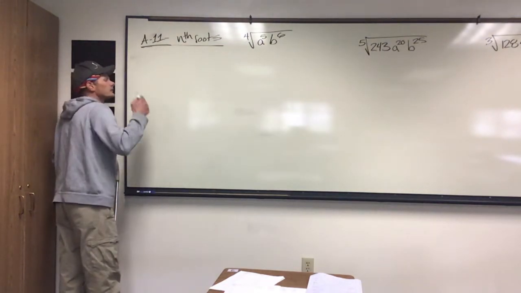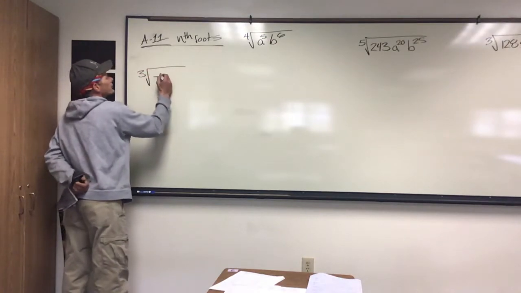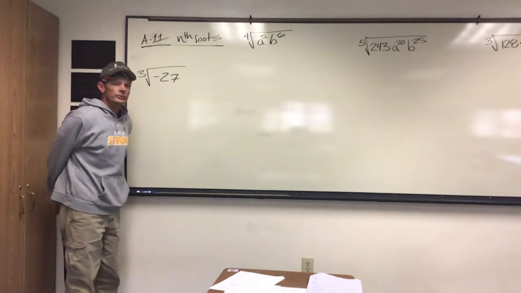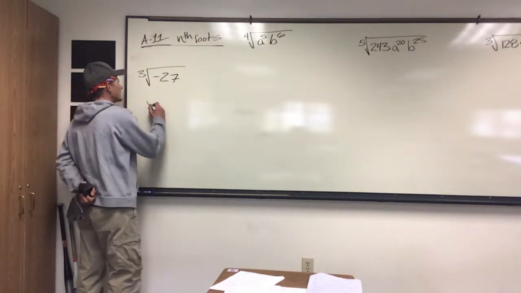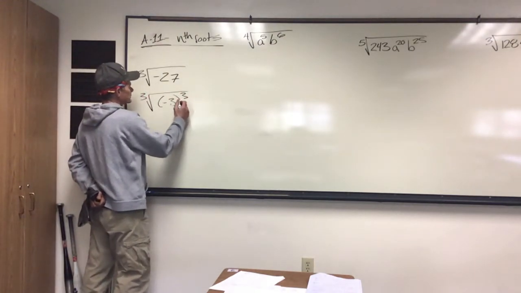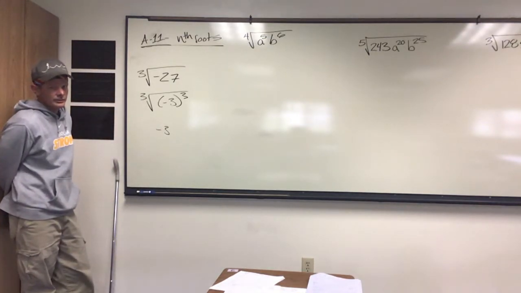So let's see here. I would like to look at something. The cube root of minus 27. What do you have to raise to the third power to get to minus 27? I hear you, you're thinking it real loud in your head. Minus 3 cubed, right? And so minus 3 is the cube root of minus 27.